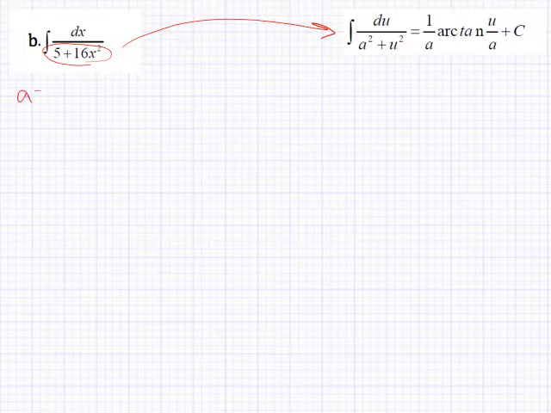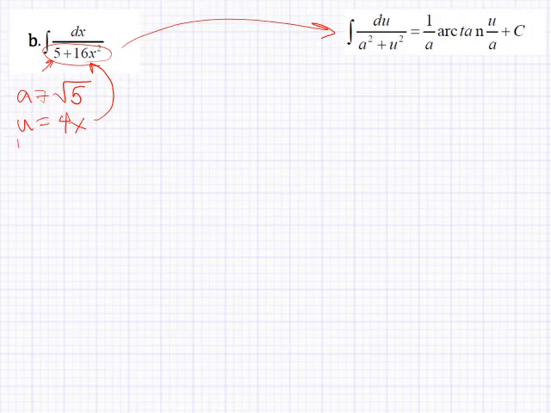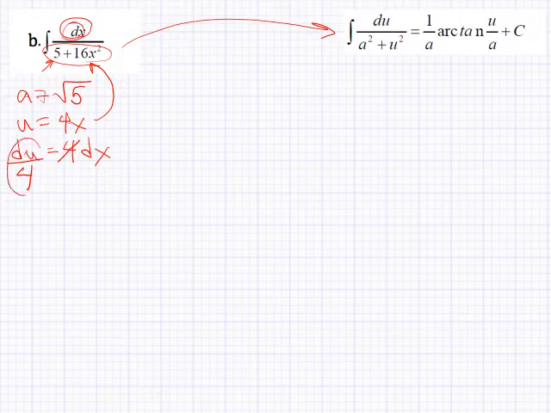If I let a equal the square root of 5, so that this becomes a squared, and I let u equal 4x, so that this becomes u squared, the derivative of u should be 4 dx. Now, all this is good, but I don't have a 4 dx. Well, that's where your trick for substitution comes in: I could just move this by dividing, and so I can swap the dx for a du over 4.